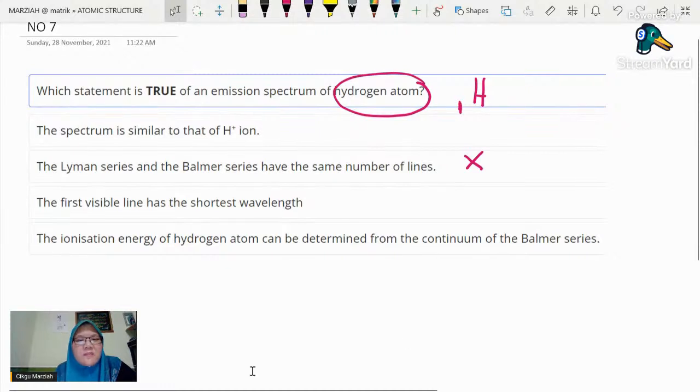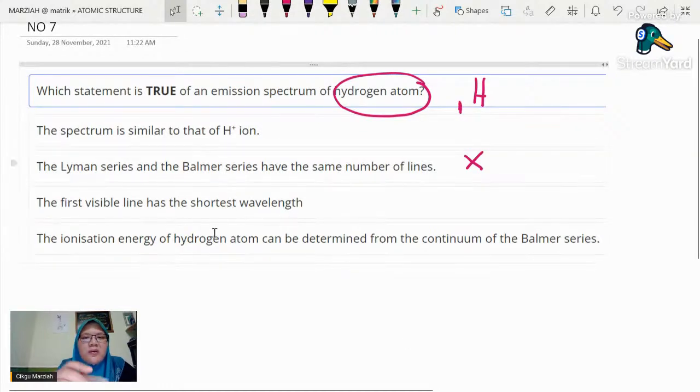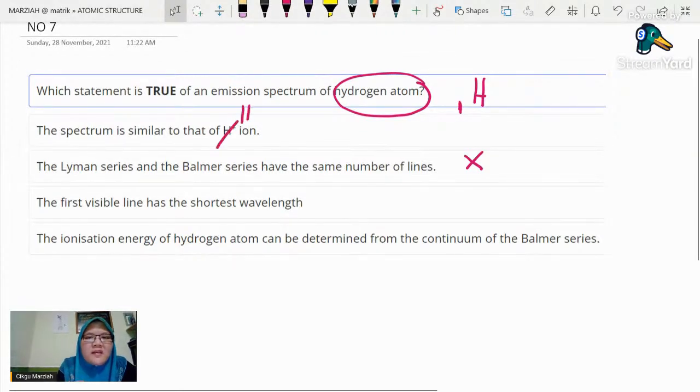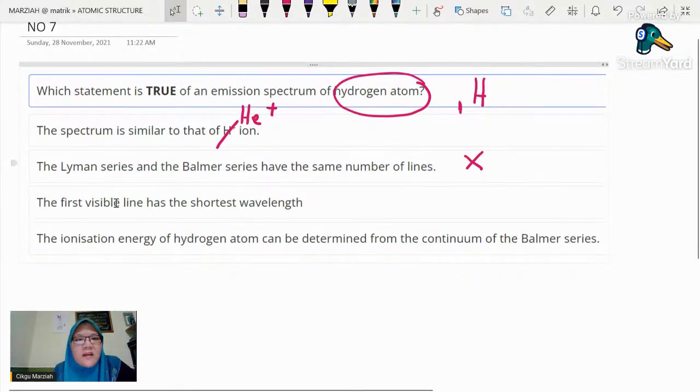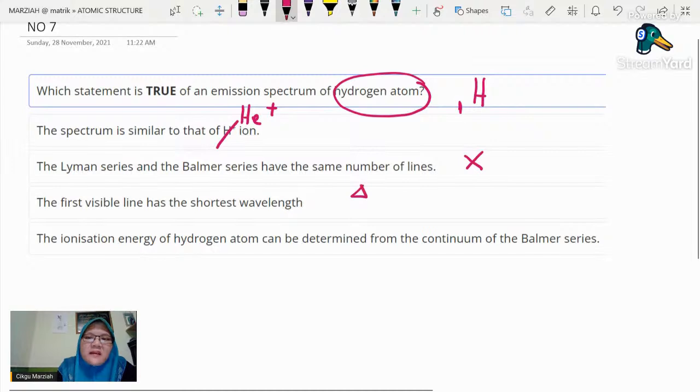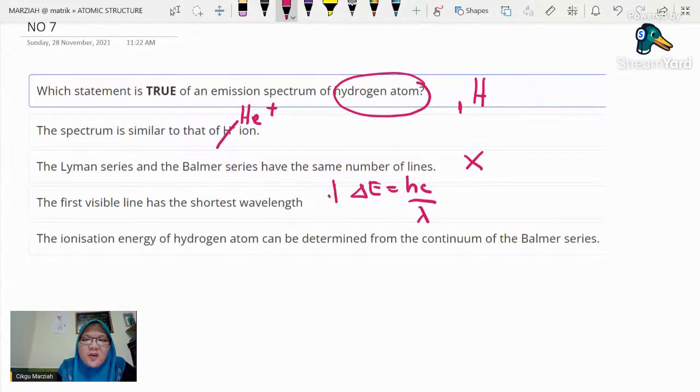Okay, the first visible line has, ni bukan H ni, saya silap ni. Helium plus. Okay, the first visible line has the shortest wavelength. No, sebab delta E sama dengan Hc over lambda. The first line has the lowest energy, so lambda paling besar.